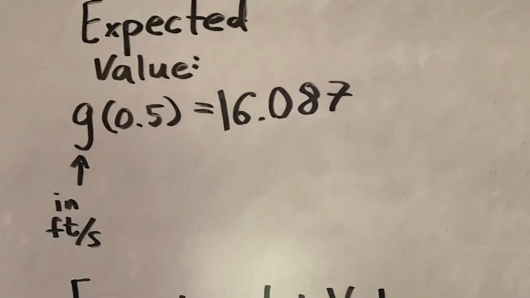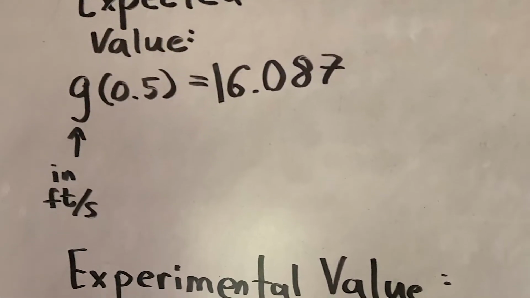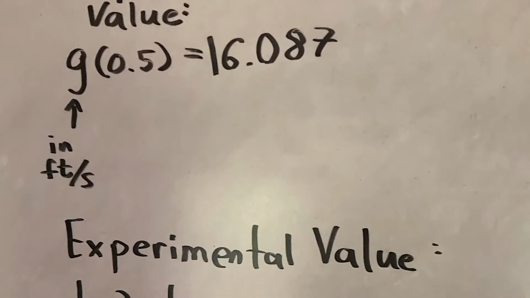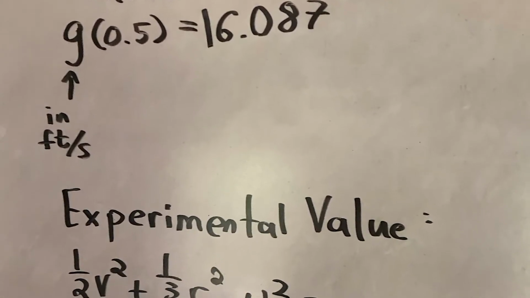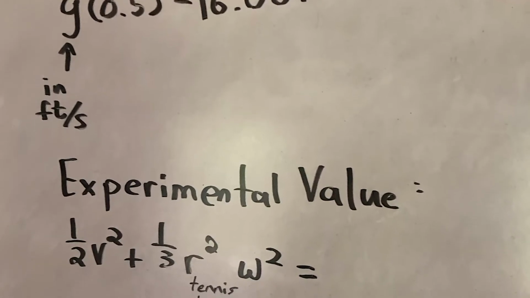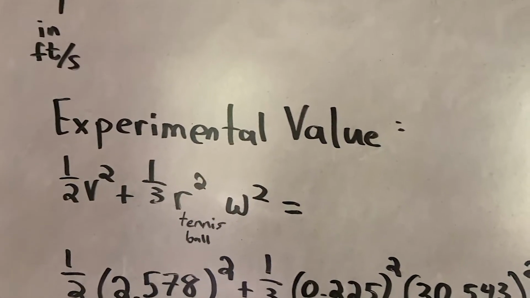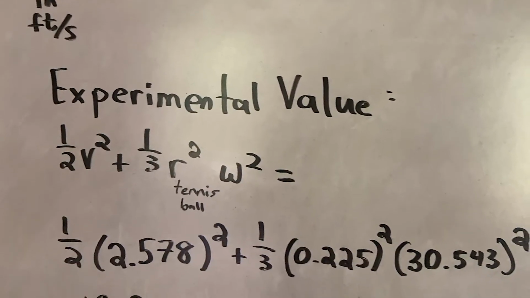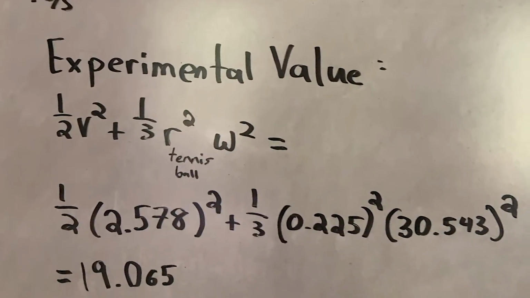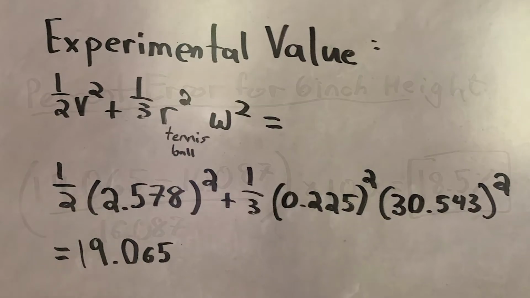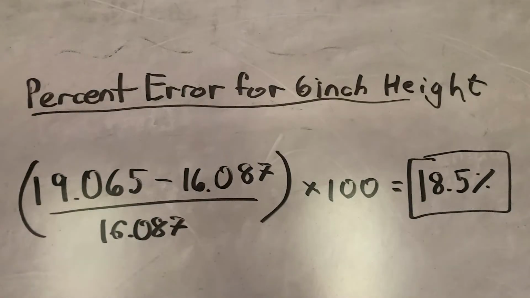Speaking of percent error, here are our percent error calculations. The expected value is generated from the gravitational potential energy, and the value we got from the experiment is the combination of the rotational and translational kinetic energies. We then compare the two values using the percent error formula to get our percent error.